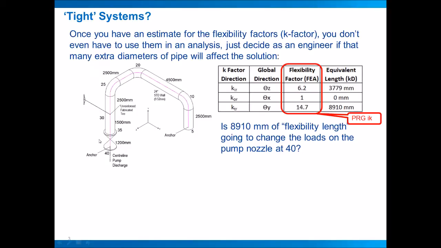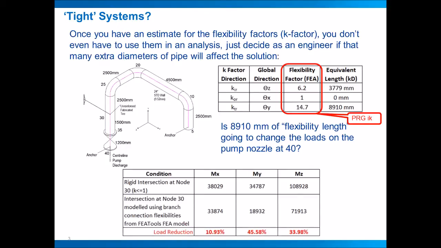Well, 9 meters is a reasonably significant amount of length relative to the rest of your system. Around the T you have 1.5, 2.5, 2.5, 6.5, 11. Here we've only got 13.5 meters of flexibility anyway in the whole system. That 9 meters is almost the same amount of pipe length again, so that's relatively quite significant. So it may well have more of an effect on the loads of the pump nozzle at node 40, and if we run the analysis, in fact, it does.